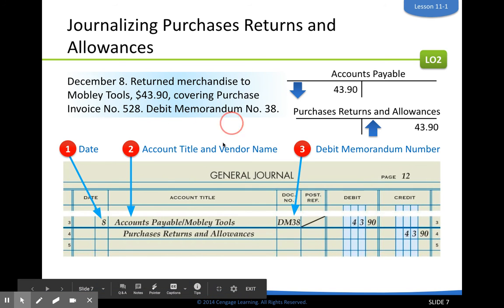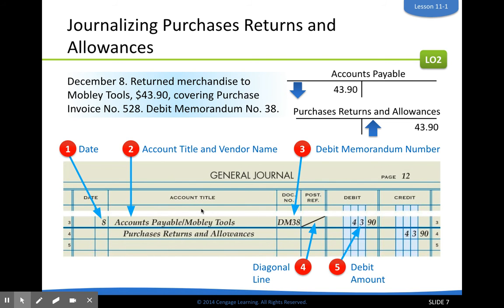That could be a clue that you're going to debit accounts payable for $43.90. And then we're going to credit our new account purchases, returns, and allowances. It increases with a credit. So now this transaction shows that we're going to decrease the amount that we owe Mobley Tools by $43.90.